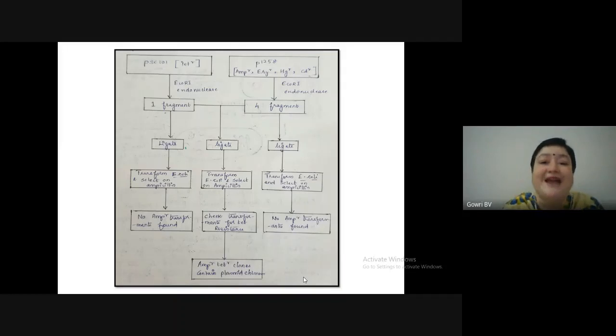Now come to the center portion of your diagram. You are mixing 1 fragment with 4 fragments and ligating. The transformants are selected on the ampicillin plate. So the P1258 ampicillin gene joins with pSC101, so it will show ampicillin resistance and it will grow. Then you take the colony and check for tetracycline resistance. Now the recombinant cell will show ampicillin and tetracycline resistance, clones containing plasmid chimeras. So that is what it is.